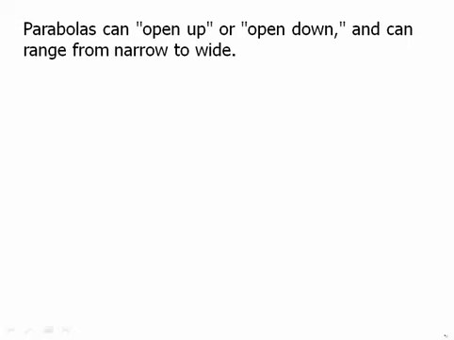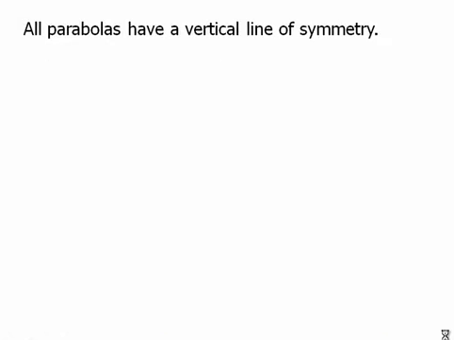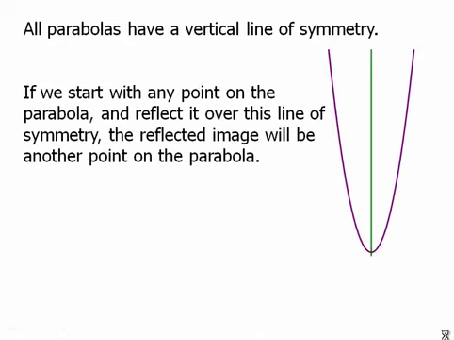Parabolas can open up or open down and can range from narrow to wide. So on the left we have a narrow parabola opening up. On the right we have a wide parabola opening down. Parabolas all have a vertical line of symmetry. What this means is if we start with any point on the parabola and reflect it over this line, the reflected image will be another point on the parabola. So the purple parabola is absolutely symmetrical. It is symmetrical over that green line, the line of symmetry.